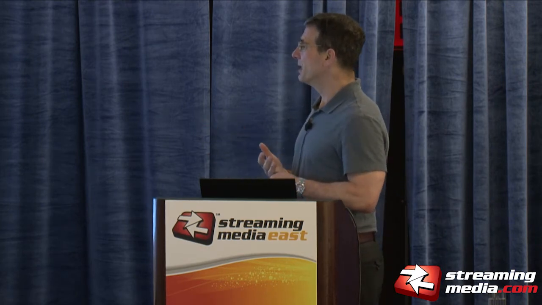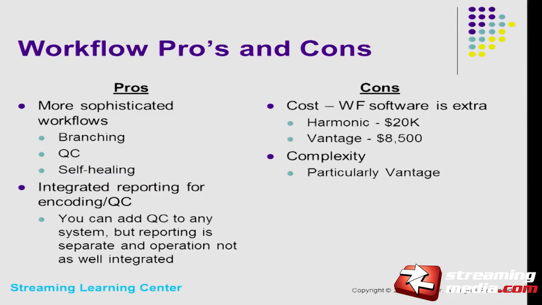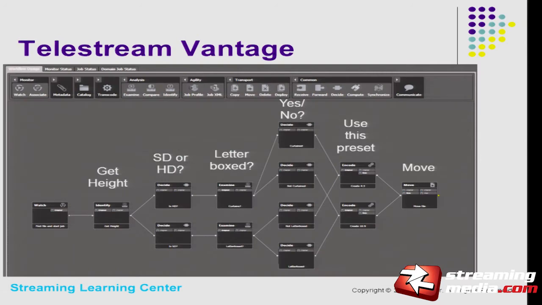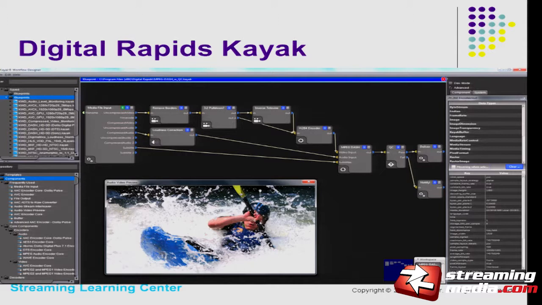But the negative, as I talked about, is cost. The Harmonic workflow system software is $20,000. I think that's the price for the Digital Rapids Kayak as well. And that's exclusive of encoding and quality control. So if you need this type of functionality, it's going to be expensive. And then the complexity. I'm not a programmer, and these types of interfaces were pretty intimidating at first, but you get to know it pretty easily. It's really not that bad.